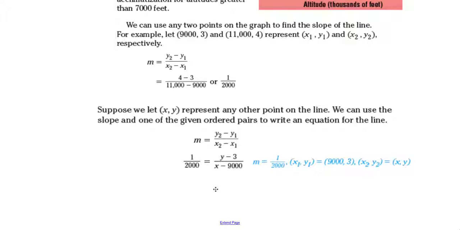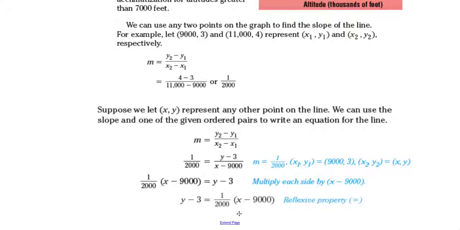And if we multiply both sides by x minus 9,000, we end up with 1 over 2,000 times (x minus 9,000) equals y minus 3. Using the reflexive property of equality, we have y minus 3 equals 1 over 2,000 times (x minus 9,000). It's basically the same thing. The reflexive property of equality just switches the expressions on both sides of the equation.